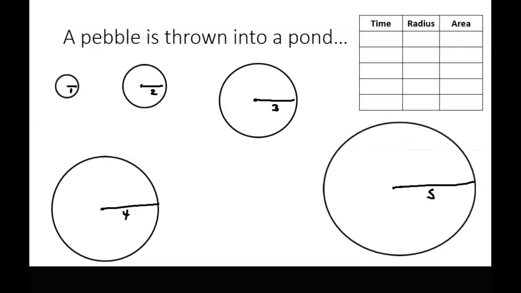So 1, 2, 3, 4, 5. After 1 second, let's say the radius is 1. After 2 seconds, the radius is 2. And after 3 seconds, the radius is 3, and so on, right?